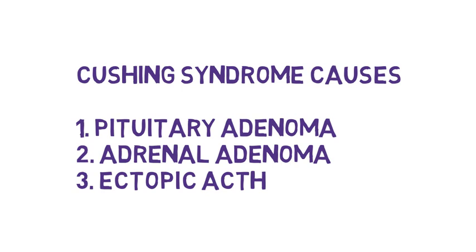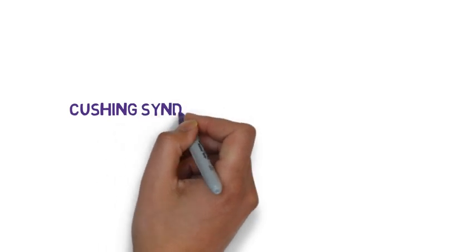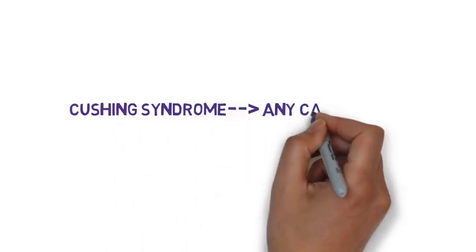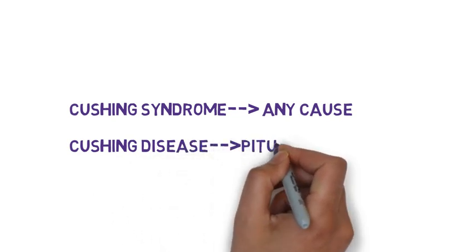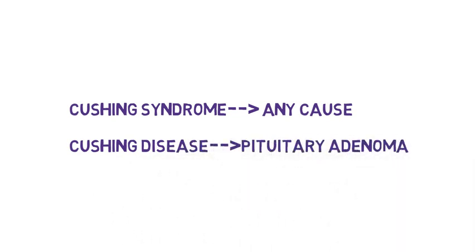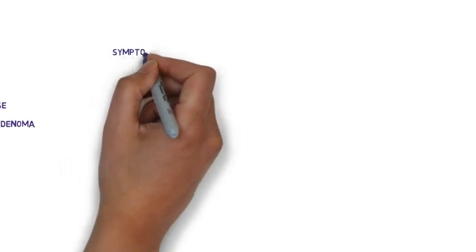So what is the difference between Cushing syndrome and Cushing disease? In Cushing syndrome, it can be caused by anything basically, like I've talked about: ectopic causes, adrenal adenoma, whereas Cushing disease is solely due to pituitary adenoma.